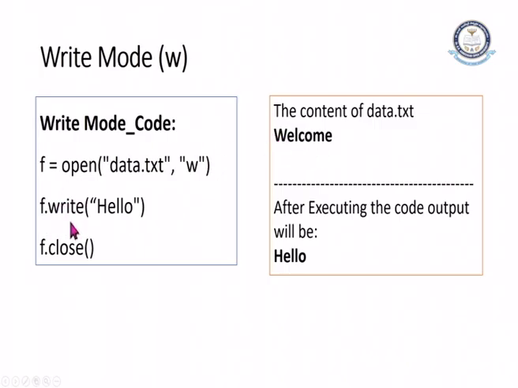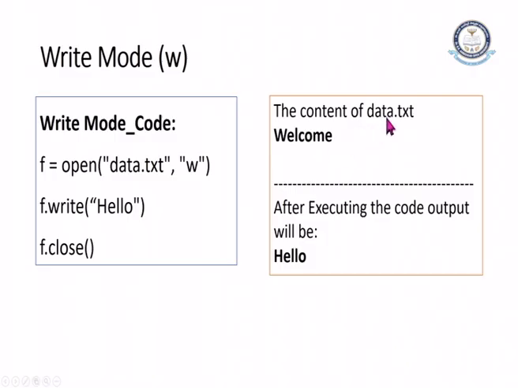Then f.write. Here I am using one more predefined function, that function name is write, f.write. The purpose of the write function is to write some data into the file. What is the data you want to write into the file? You need to write it within double quotation marks. As per this example, I want to write the data hello into the file data.txt. That is the meaning of this code. After implementing any code, you must close it. Just now we covered f.close.